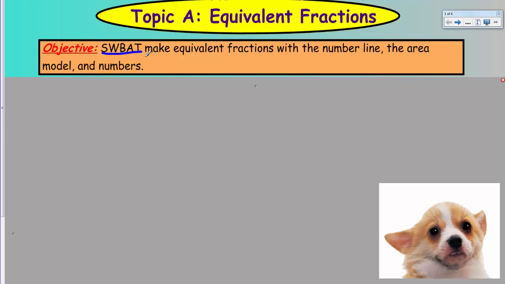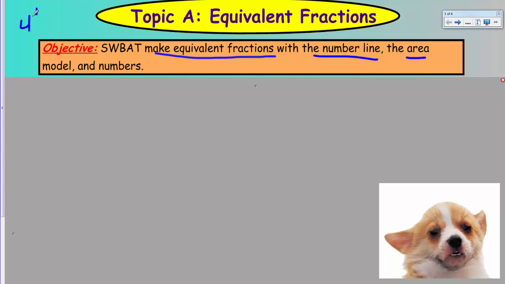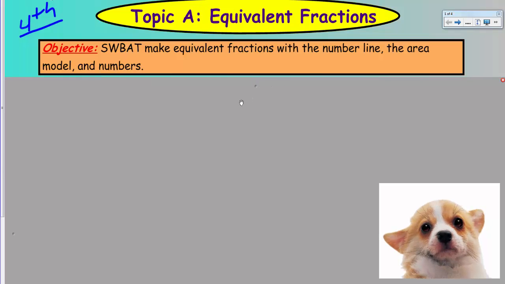But anyway, here we have our SWBAT, which means students will be able to. So you're going to be able to make equivalent fractions with number line, area model, and numbers. Now, something to keep in mind, this is 4th grade. There's a couple of lessons that are launching this new topic on fractions, but again, you may recall that last year you did this.